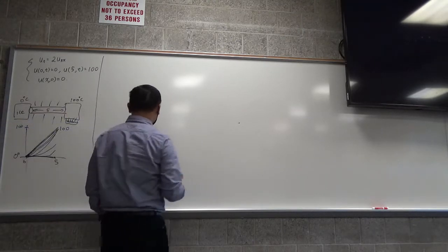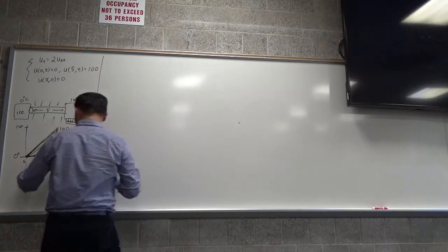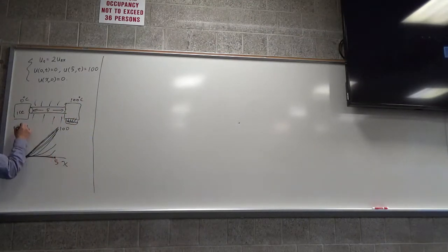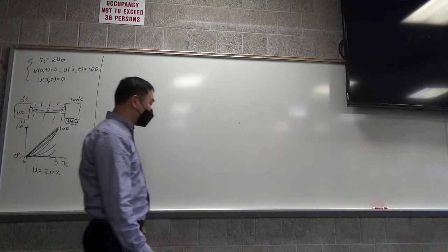We start out by asking, what's the equation of that? This is x, and this is u, and this is a straight line. I know how to get the equation of a straight line: y equals mx plus b. Instead of y, we say u. So u is mx plus b, and the y-intercept is 0, so b is 0. How do you get the slope? Divide 100 by 5, so it's 20x. So we have this solution, 20x.